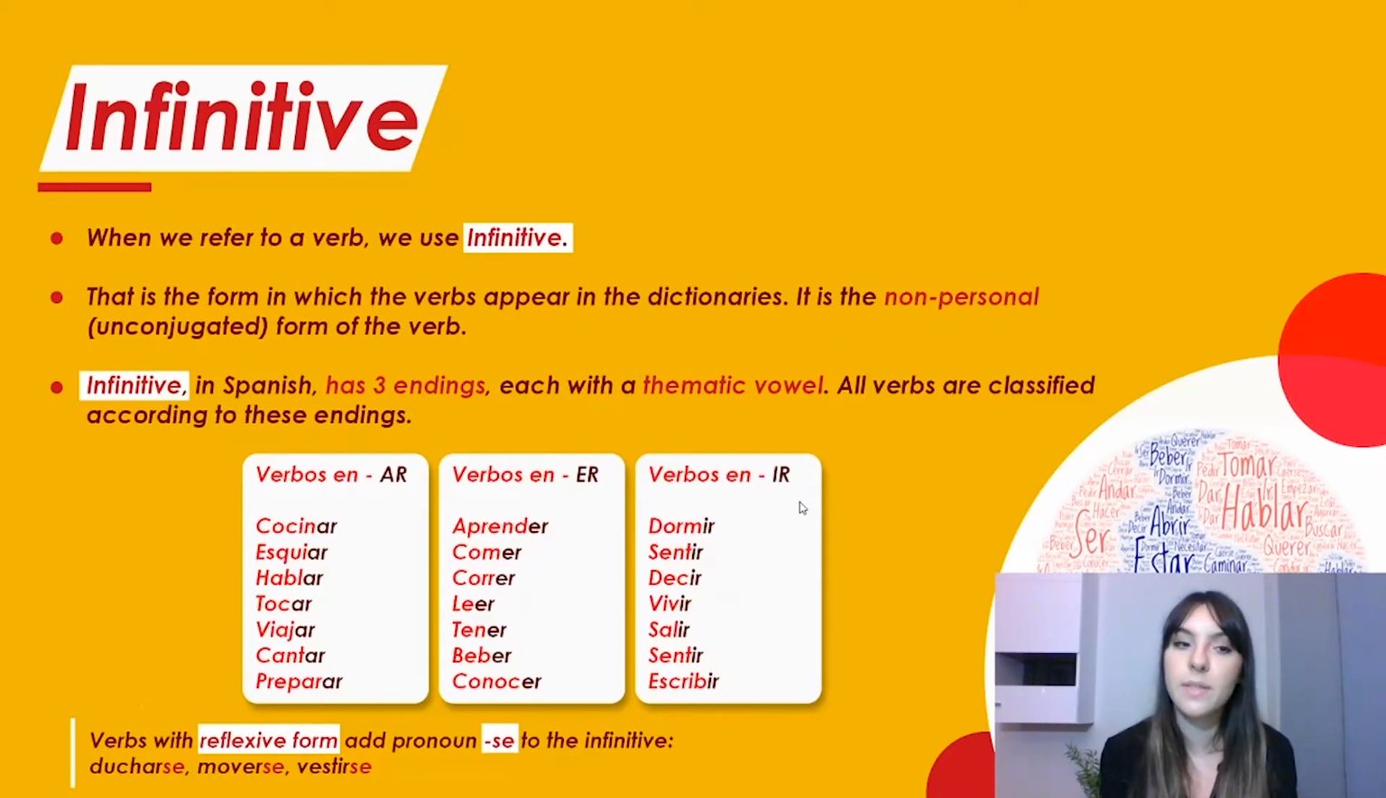So remember this. Another important thing to know is that verbs with reflexive form add the pronoun se to the infinitive. So we have here the example, ducharse. This verb doesn't end in se. This verb ends in r. So as you can see, we can classify this verb with the verbs ending in ar. But because this verb is in its reflexive form, we add this pronoun se. The next example is moverse, and the last one, vestirse.